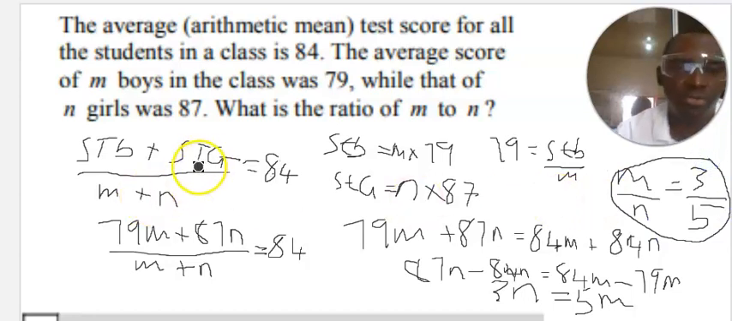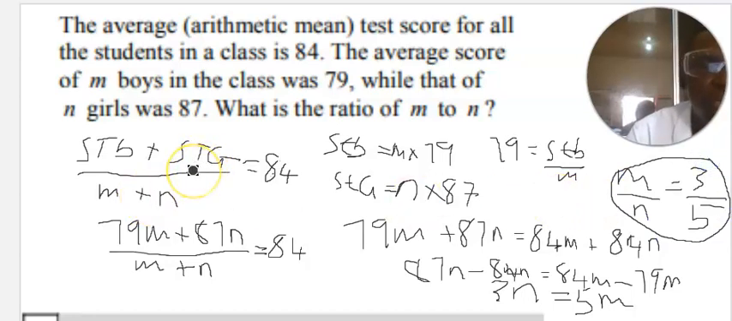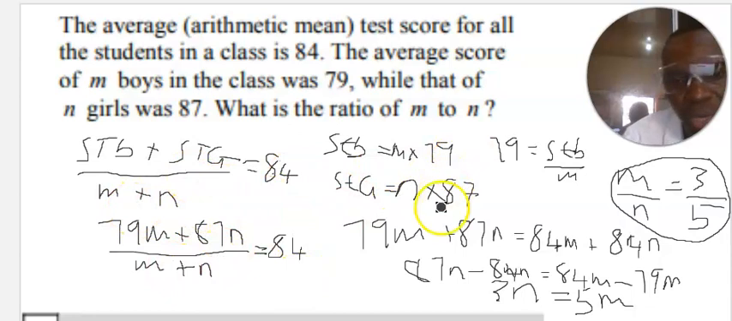Please take note of this kind of question. It is common where you are given the mean of two groups. We're told that the boys in the class have an average of 79 in their test score, and the girls in the class have an average of 87. When you have two groups like this, to know the mean of the total class, you add the sum of the boys and the sum of the girls, all over the total number of boys and girls put together. Then you cross multiply.